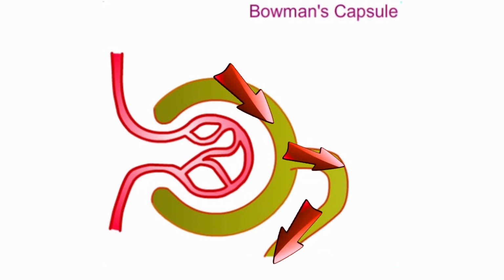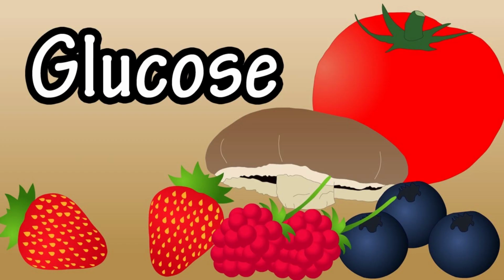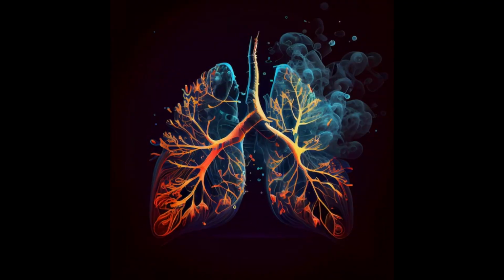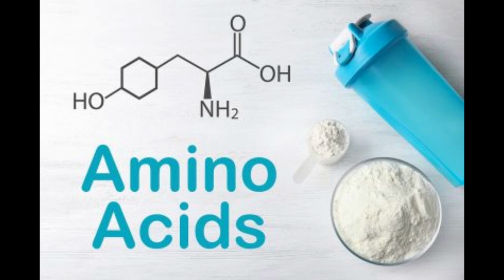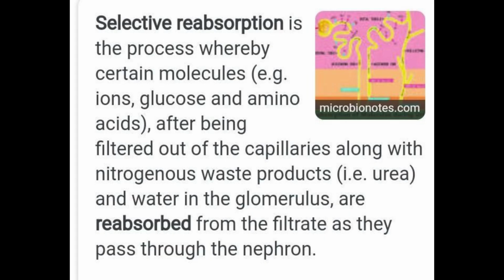After the Bowman's capsule comes the proximal convoluted tubule, which reabsorbs glucose and amino acids. Glucose is necessary for cellular respiration, so all of it is absorbed back into the blood via active transport. Amino acids are necessary to form proteins, so they are also fully absorbed via active transport. This process is known as selective reabsorption.